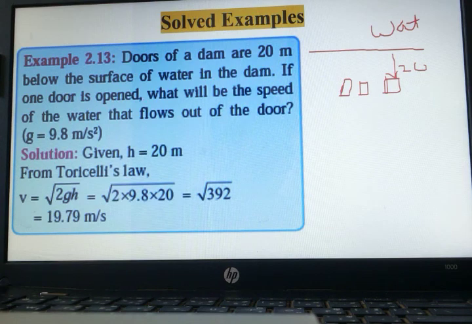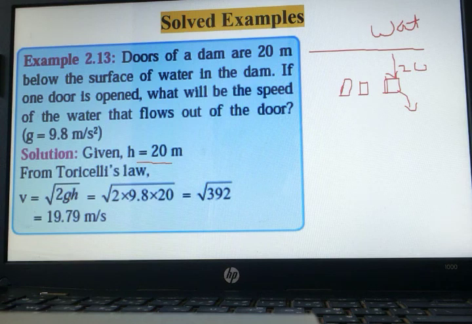If we are opening one door, what will be the speed of the water that flows out of the door? There are many doors, out of that only one door is open. So we have to find out the speed by which the water will be rushing out. Height we know, 20 meter. From Torricelli's law, V is equal to under root 2gh.